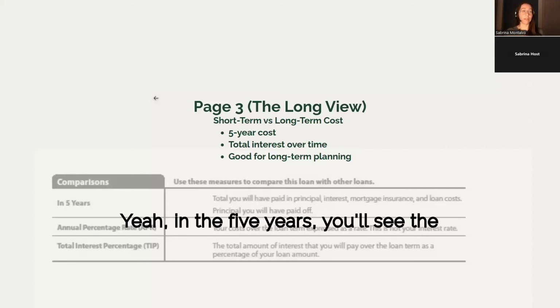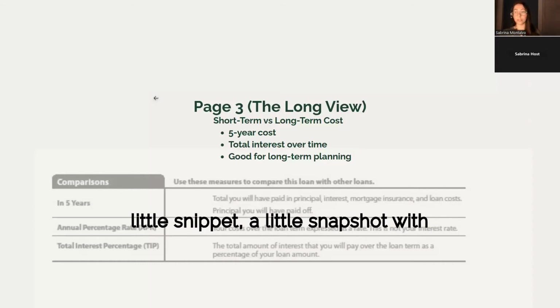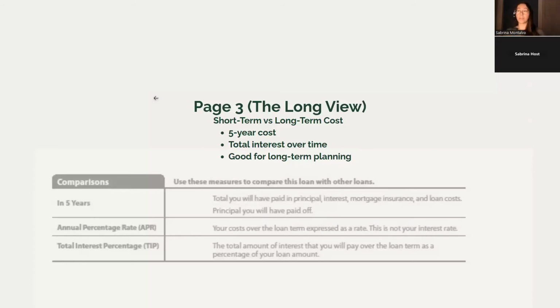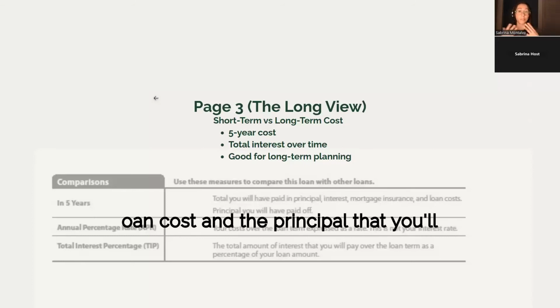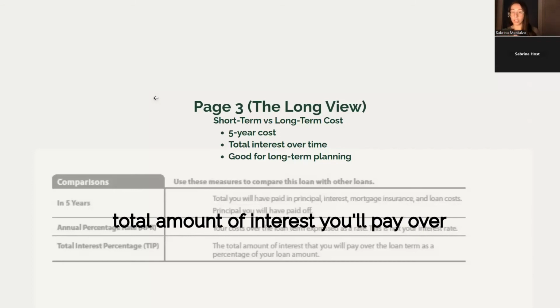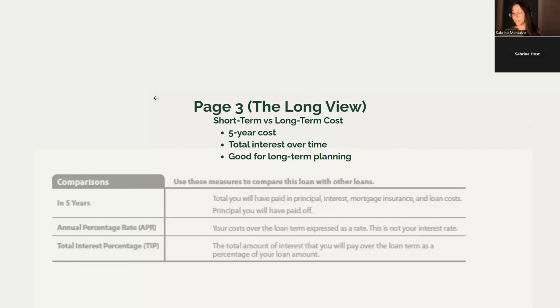In the 5 years, you'll see the total you will have paid. It gives you a little snapshot with your principal, your interest, your mortgage insurance if you have that, the loan costs, and the principal you'll have paid off. And then the total amount of interest you'll pay over the loan term, as a percentage of your loan amount, is the total interest percentage there.